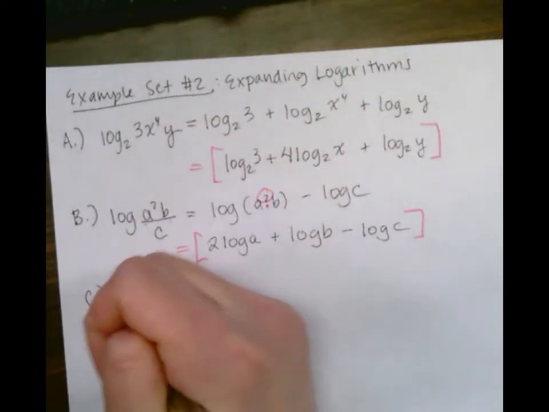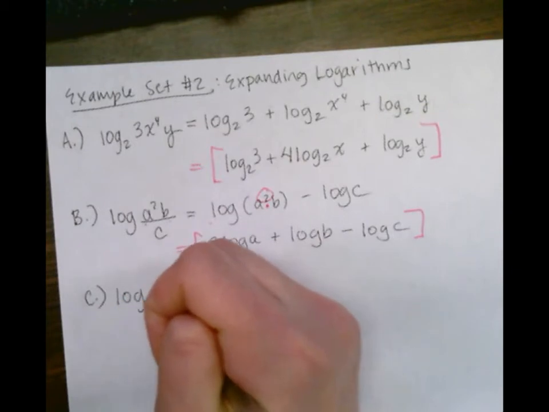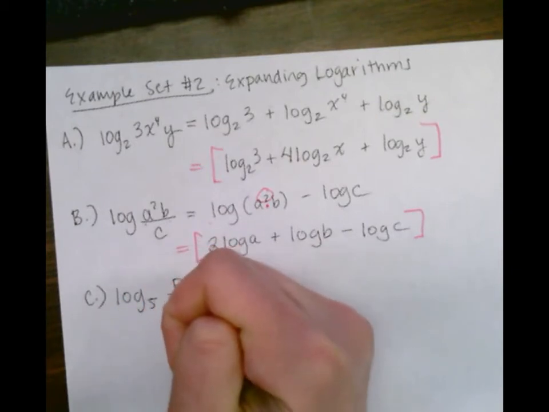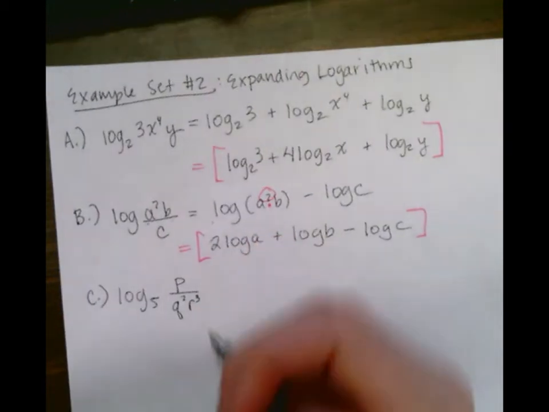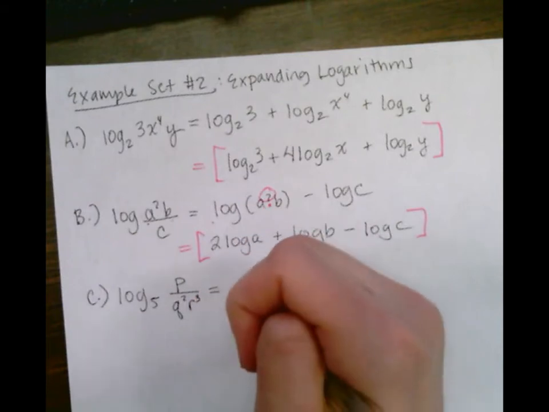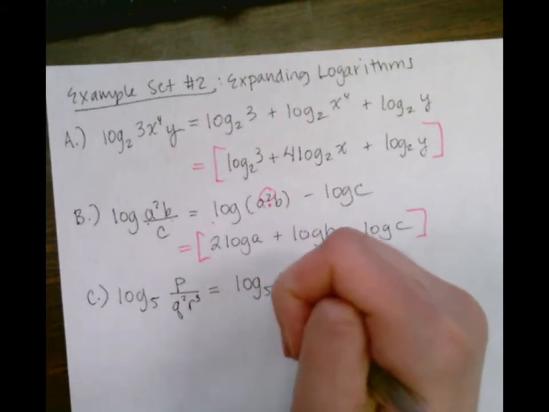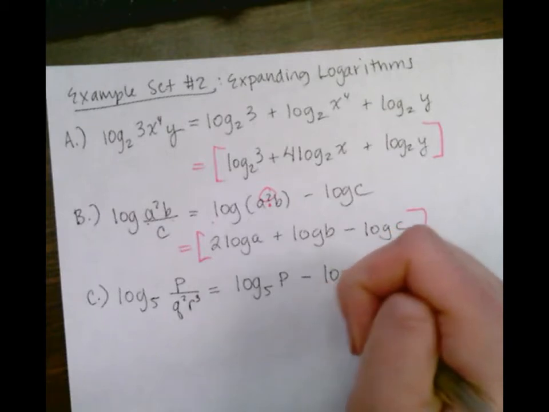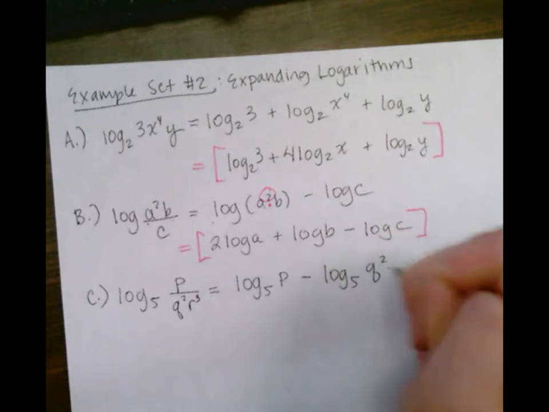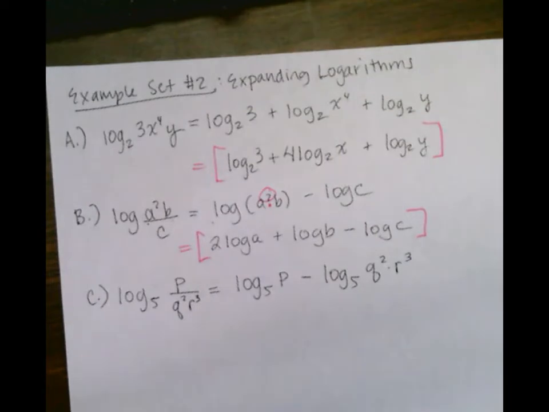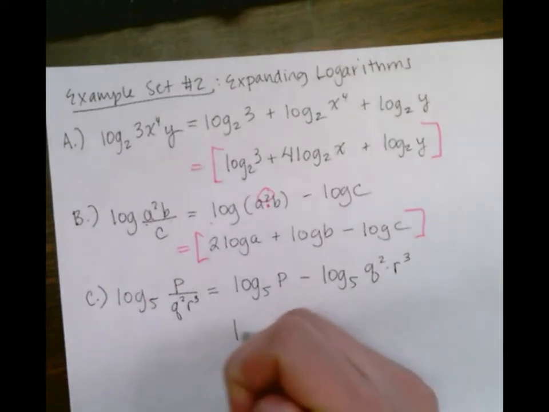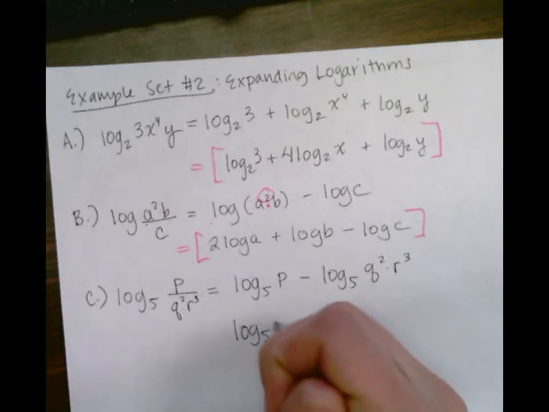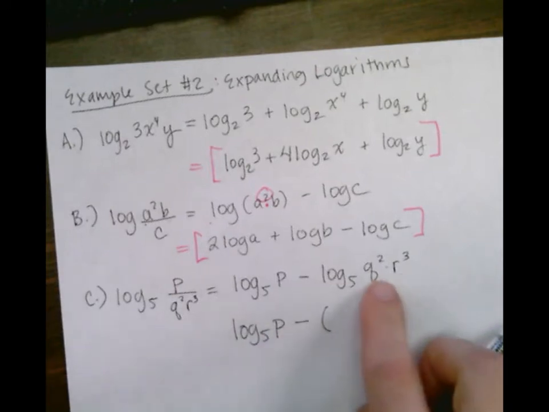For the next one, we have log base 5 of p over q squared r to the third. Again, I have a quotient, so I'm going to pull apart the quotient first, which would be log base 5 of p minus the denominator, log base 5 of q squared r to the third. But now I'm going to treat this separately. This is a product, so it should become a sum, but it still has that negative sign out front. I'm going to bring down the log base 5 of p, bring down the minus, and put parentheses and break this apart.